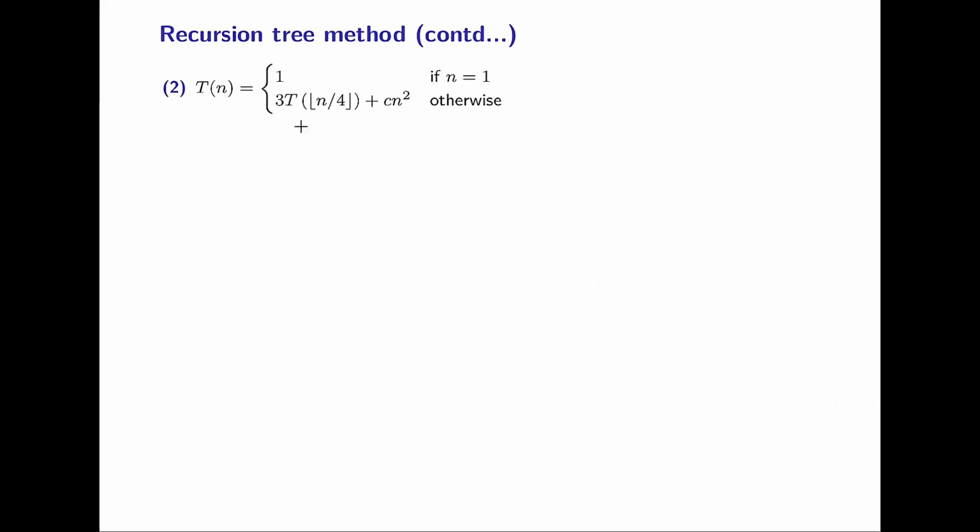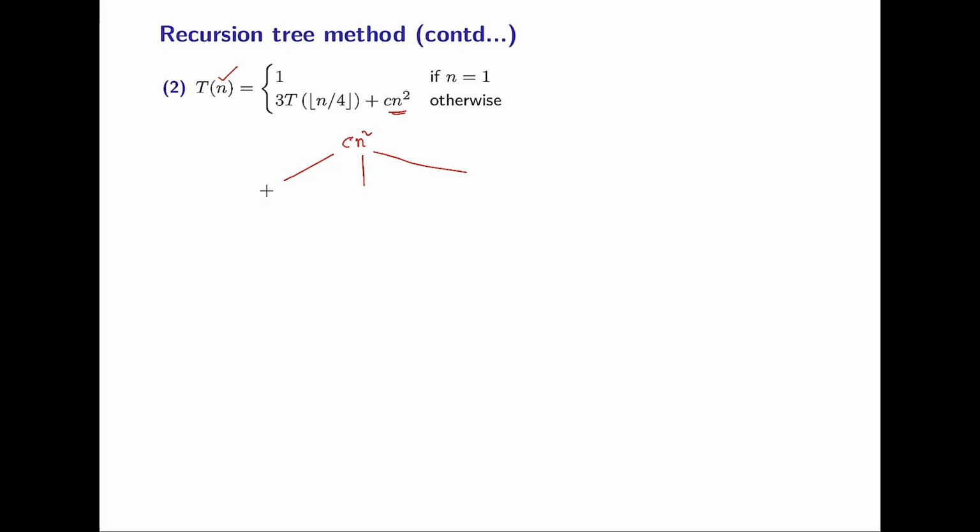Now the next example. Here also, first of all, the top level cost, that is C n square. Then the problem of size n is broken into 3 subproblems. So 3 branches. Here you can ignore these floor functions, because we are going to provide the solution anyway in asymptotic notation like big O. In upper bound we will provide the solution, so we don't care about this.